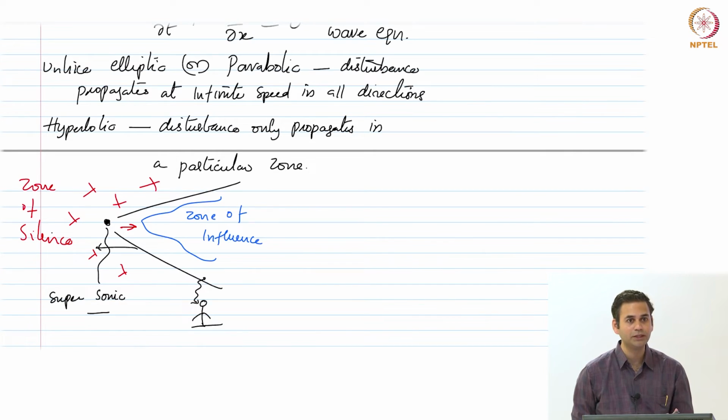Now, we are going to see from a mathematical perspective how to classify these equations from a particular classification method, which is going to come next. Yes, in elliptic equations the disturbance travels at infinite speed, whereas in the hyperbolic equations, the disturbance only travels at the speed of sound.